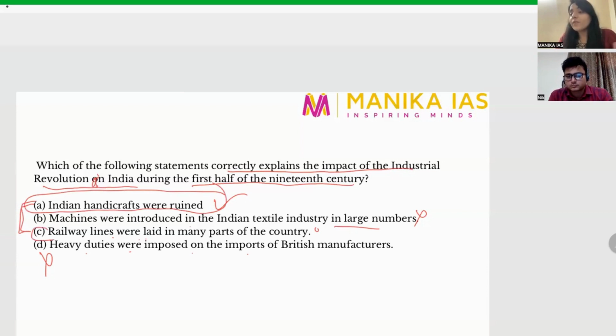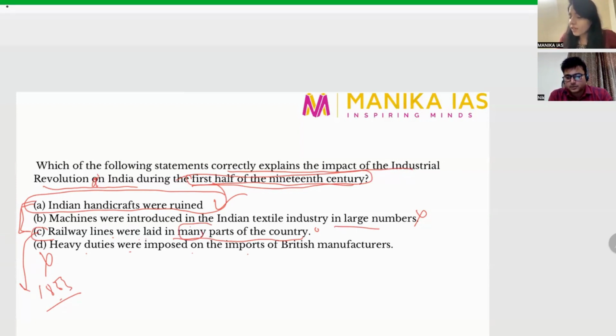Railway lines were laid, but later, not in the first half of the 19th century. It came in 1853. Even if you don't know about this, in many parts of the country, this seems to be too good for India. The British would never want anything too good for India. So option A is correct in this question.